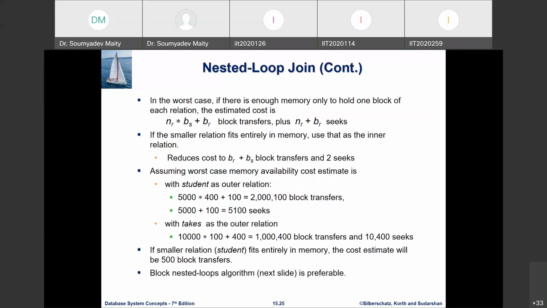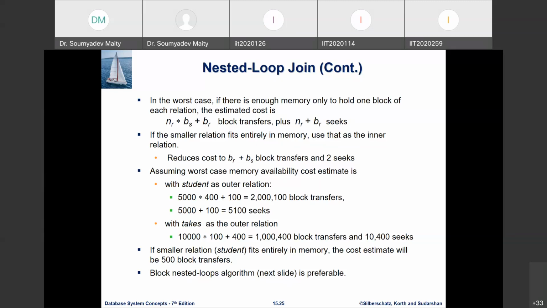The next algorithm for join is, no, this is still continuing. For this nested loop join algorithm, let us calculate the cost first. How many block transfers will be required and how many seek operations will be required. See how you are doing. You are taking the first block of relation R in memory. Let us first consider the worst case scenario.